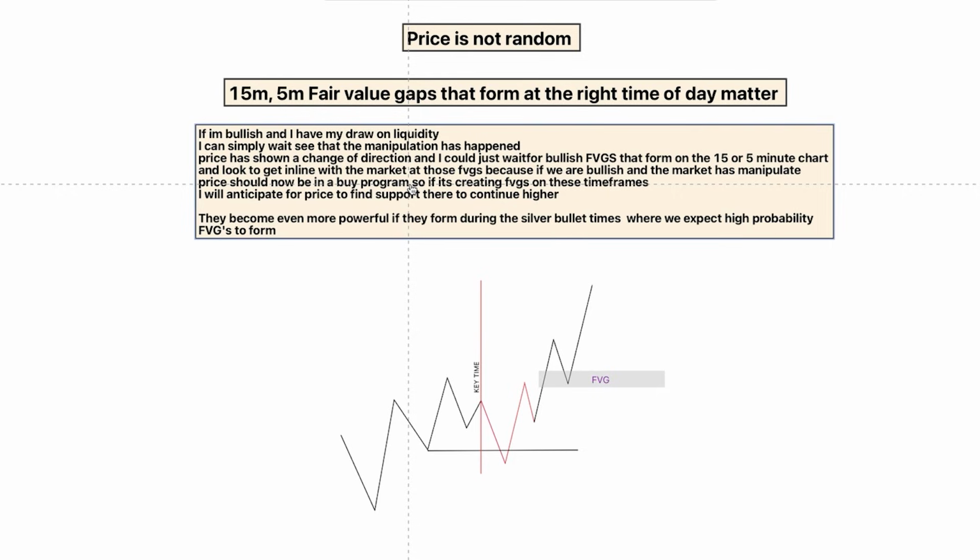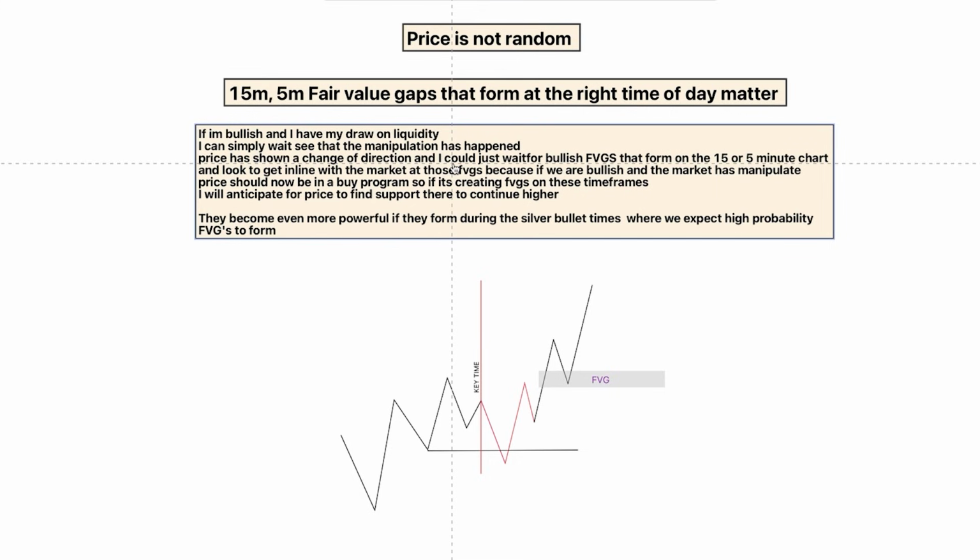If we're bullish and the market has manipulated, because I've looked back and seen manipulation, price should now be in a buy program. So if price is now creating fair value gaps on these time frames, after the manipulation, the confirmation, and the change of direction, I will anticipate price to naturally find support at these levels and then continue higher, drawing to our ultimate level.